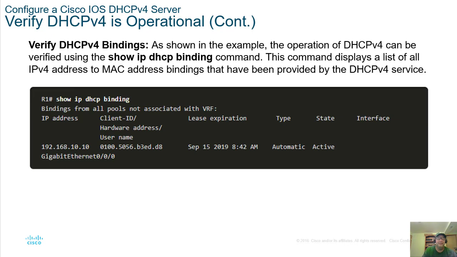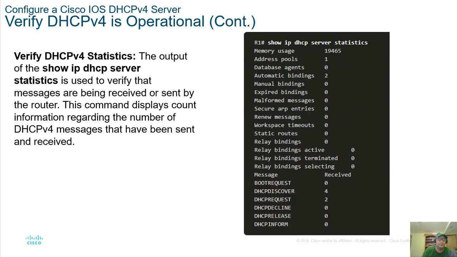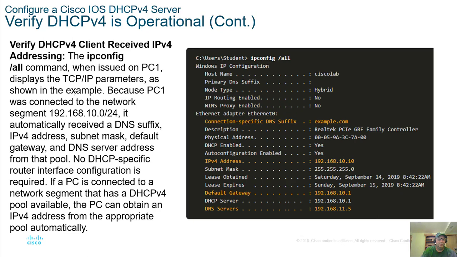Also, when that lease is going to expire and will it renew automatically. And here are the statistics, the DHCP server statistics, and not a lot to report here. Automatic bindings to pools, 1, so on and so forth. So you can see the number of messages that are accounted for also. So those are all there, no big deal.